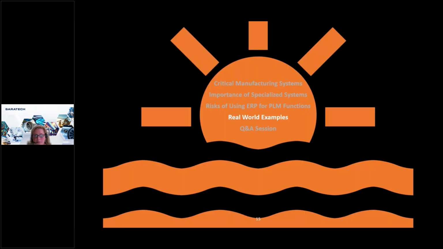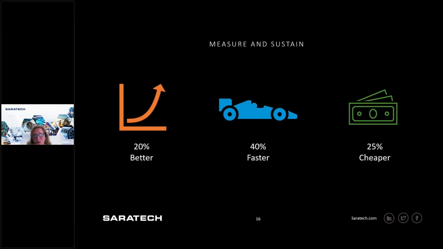So let's talk about what we see in the real world. When companies effectively use CRM, PLM, MES systems and ERP together in an integrated environment, they save time, money, and they produce a better quality product. So the analysts say you can achieve a 20% reduction in warranty, 40% improvement in time to market, 25% reduction in cost. And these are just a few examples of improvement.